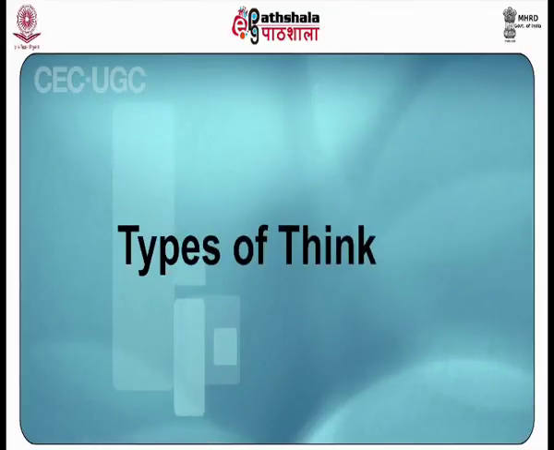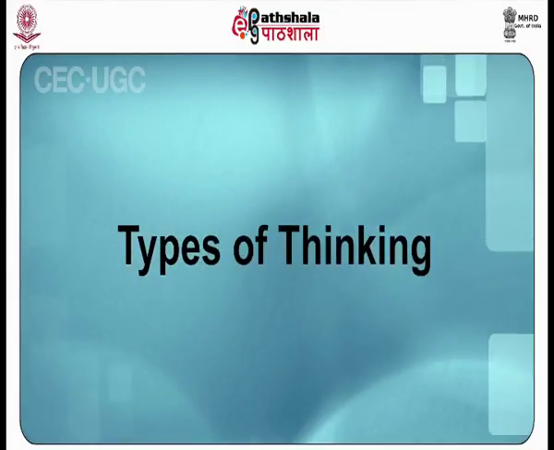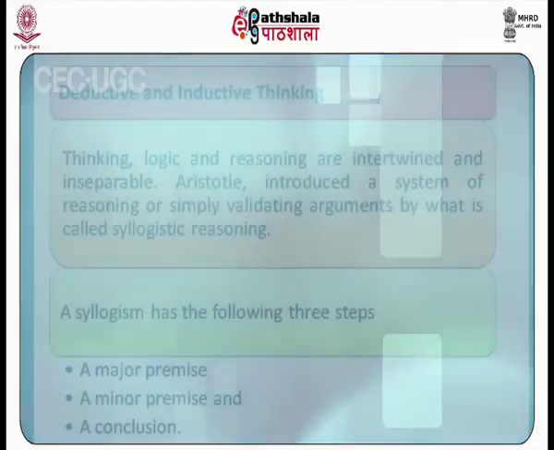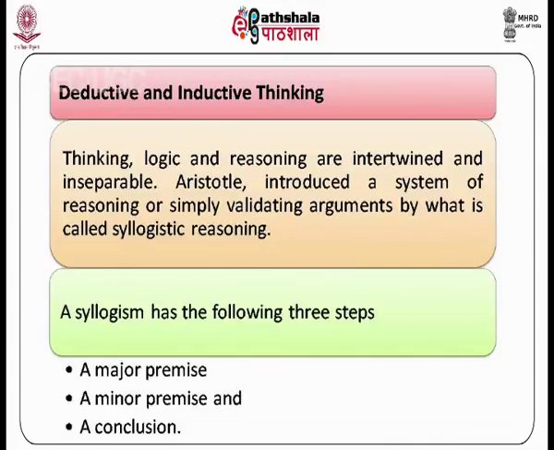Now let us move to different types of thinking. Thinking, logic and reasoning are intertwined and are inseparable. Aristotle introduced a system of reasoning, or simply validating arguments, by what is called syllogistic reasoning. A syllogism has the following three steps: a major premise, a minor premise and a conclusion.